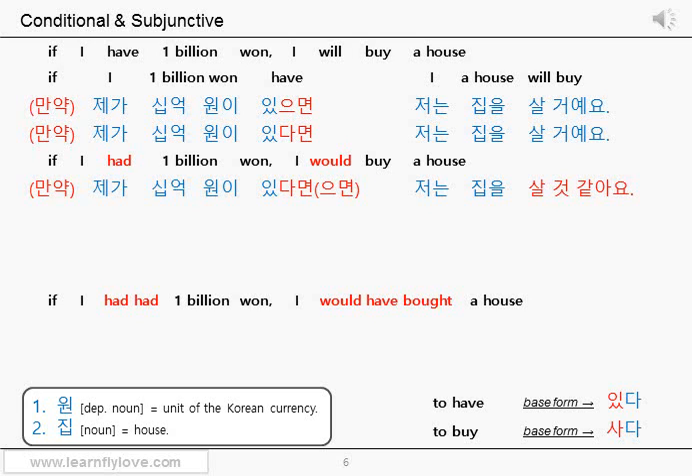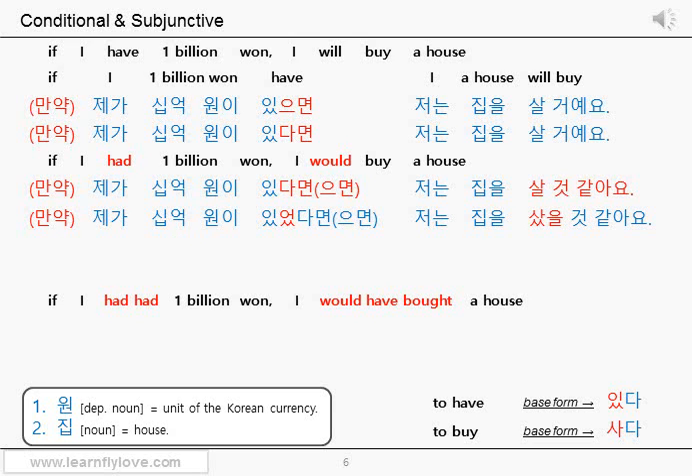That's the point. Please remember that. Then let's see the next Korean sentence. 만약 제가 10억 원이 있었다면 저는 집을 샀을 것 같아요. Something has changed. Let's take a closer look at the first part. 만약 제가 10억 원이 있었다면.